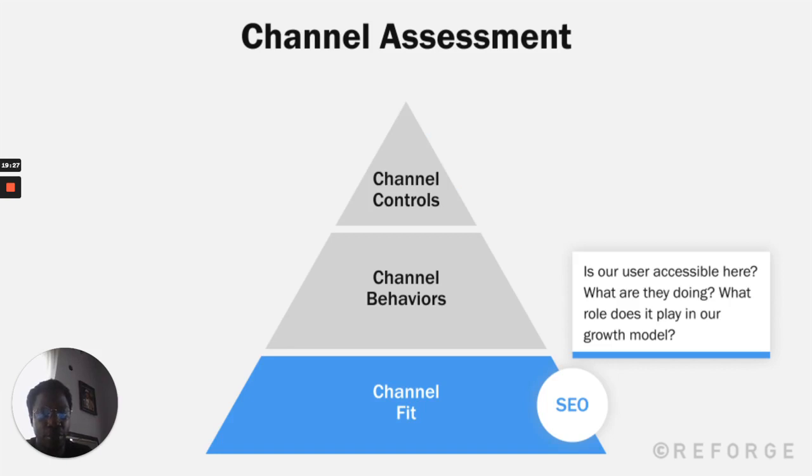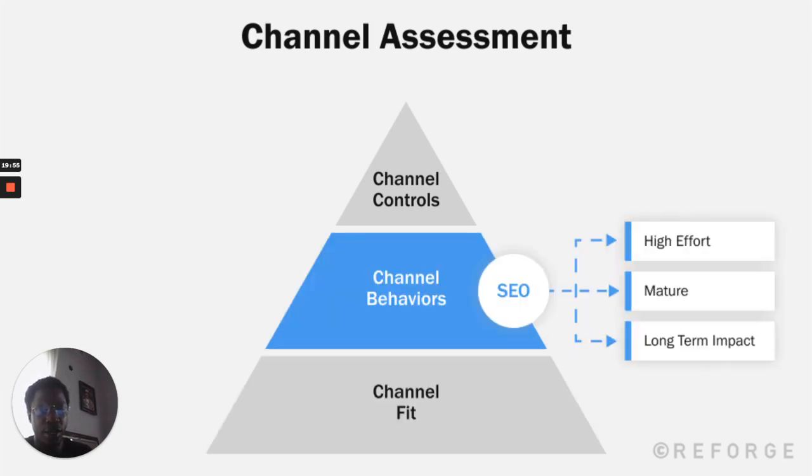For example, if you have SEO as a channel, you're asking the question, is our user accessible here? What are they doing here? That means they're searching for something. What role does it play in our growth model? Remember the growth model: acquisition, retention, or monetization. What is it solving? So you have acquisition channels, retention channels, and monetization channels, right? And if you pick SEO as an example, you're asking these questions.